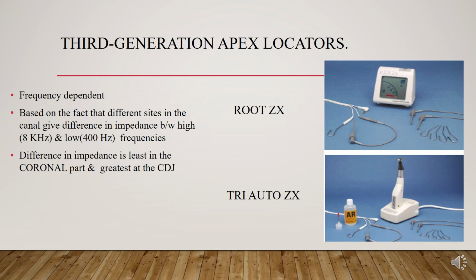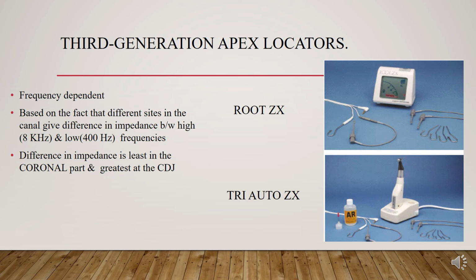So it is better to use a file like a 15 size file for anterior tooth and a 10 or 15 size file for posterior tooth. So you slowly insert into the canal. The file tip which is touching the wall can detect the difference between higher and lower frequencies, and gives a digital reading on the monitor. So when the file is slowly getting introduced into the canal, you can see on the monitor that it is somewhere like 3 millimeters short of the apex.